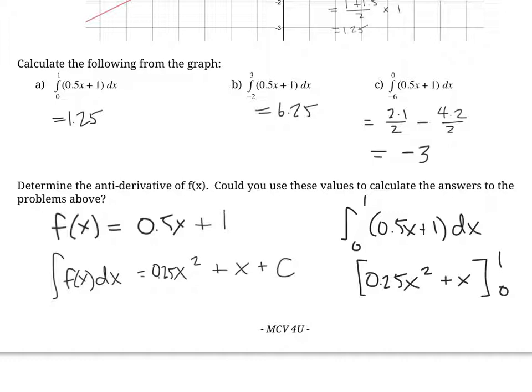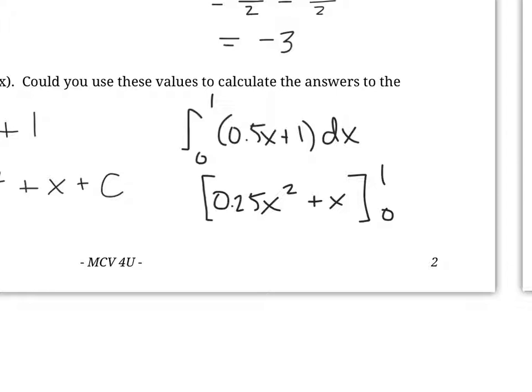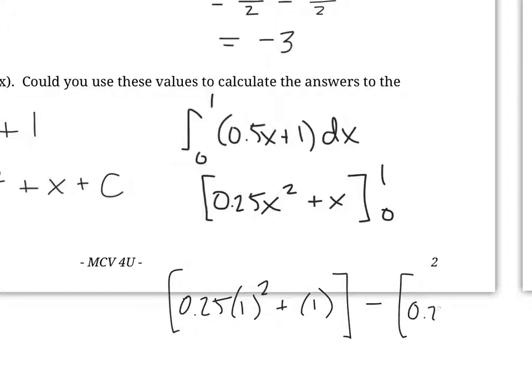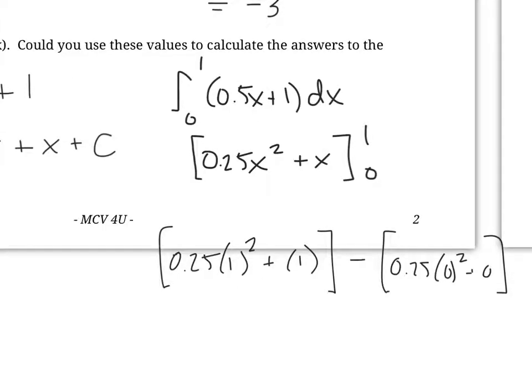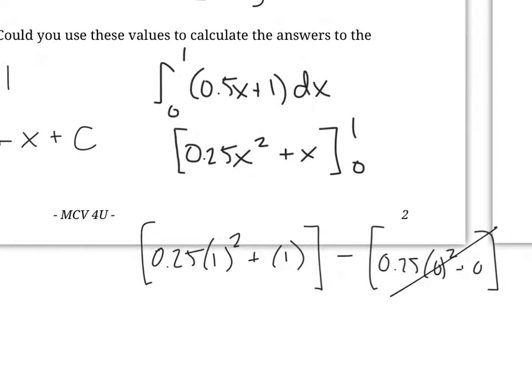Okay, so what that looks like, I know we're running out of space here, but it's going to look like this. It's going to be 0.25 evaluated at 1 plus 1. So this is the integral at 1 minus the integral at 0, which is 0.25 times 0 squared plus 0. You'll notice right away this one goes away because that just evaluates to 0. And this one here is going to evaluate to 0.25 plus 1, which is just 1.25.